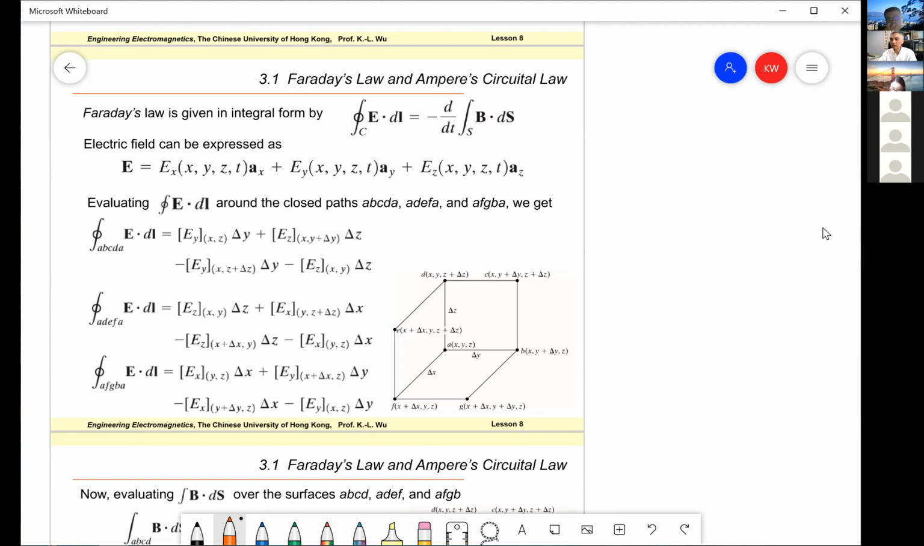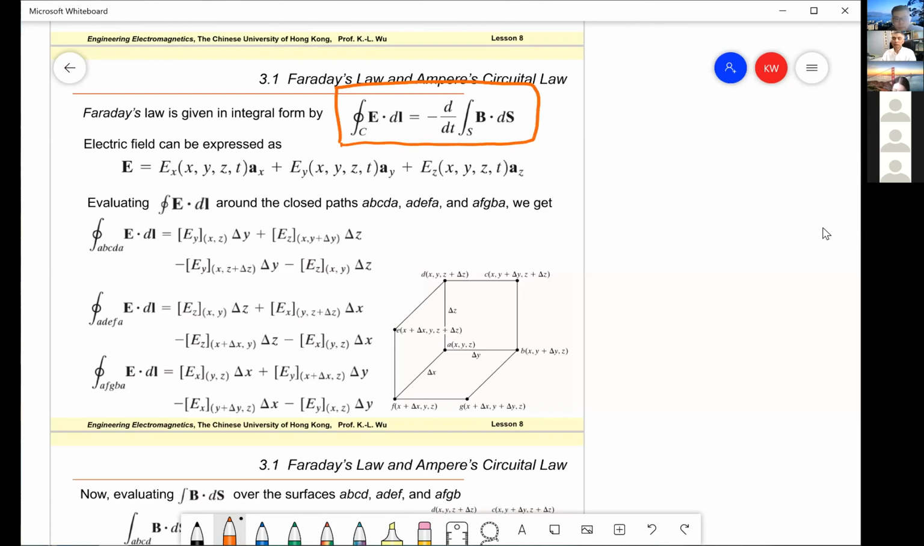So now let's look at Faraday's law first. On the left-hand side of Faraday's law, we deal with a line integration. Forget about the E, forget about the B, but let's look at the mathematical treatment. That is a vector line integration, the vector line integration.